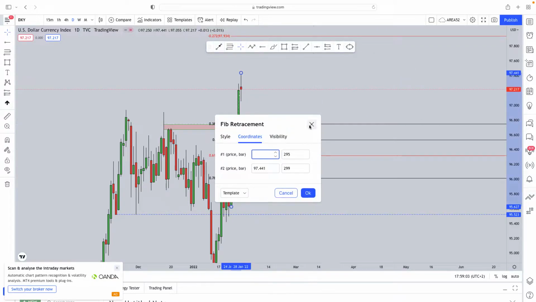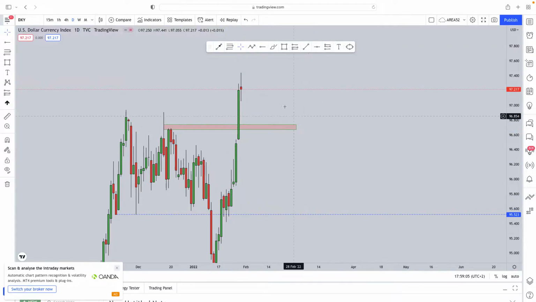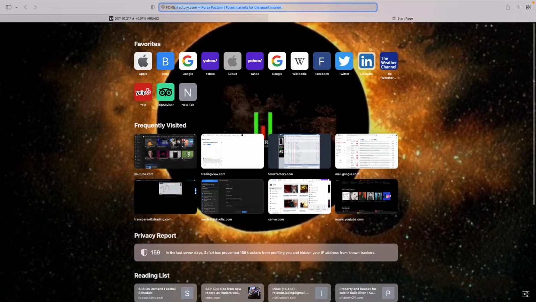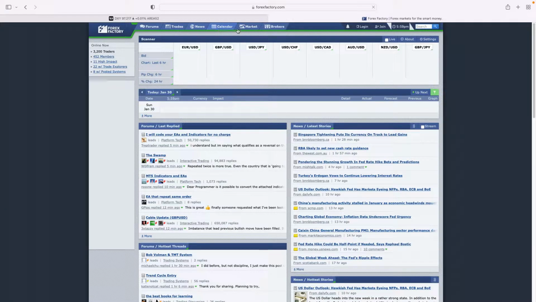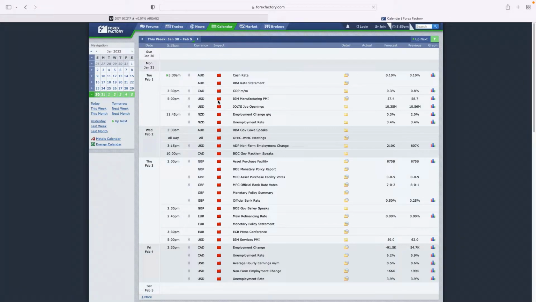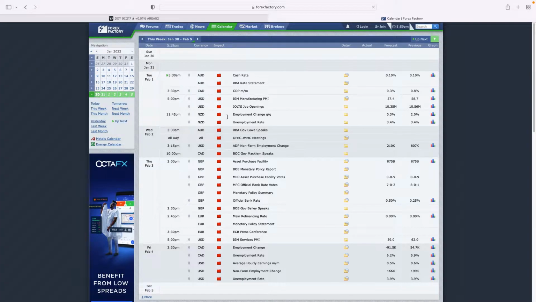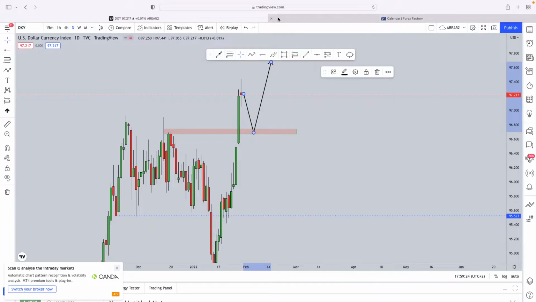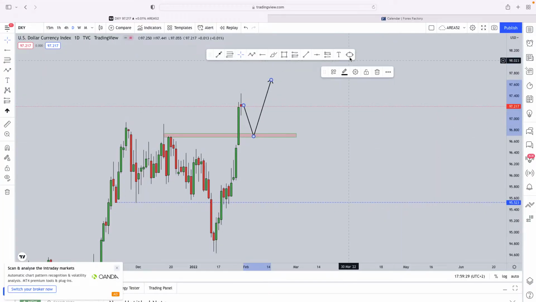Now, going into next week, we've got a lot of high impact news coming through across all major currencies. And if we have a quick look over here at the calendar for this week, we can see a lot of news across all kinds of pairs. We also got the NFP coming out next week, so just keep your eyes on that as well. So next in line, we are done here with the US dollar index.